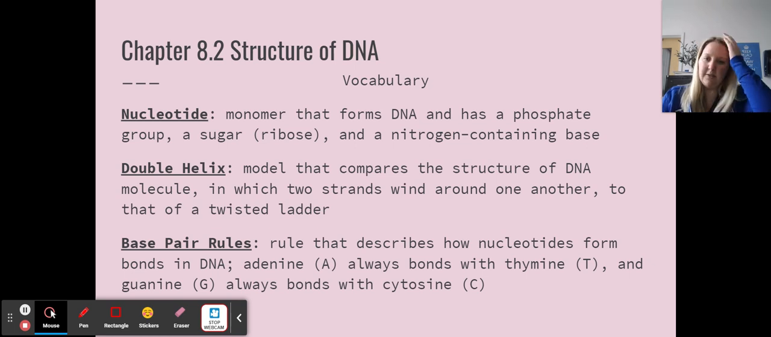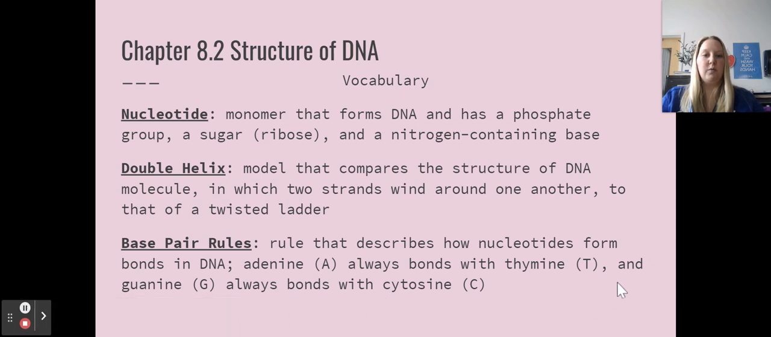Double helix is a model that compares the structure of DNA molecule in which two strands wind around each other to that of a twisted ladder. Base pairing rules are rules that describe how nucleotides form bonds in DNA. Adenine, A, always binds with thymine, T, and guanine, G, always bonds with cytosine, C.